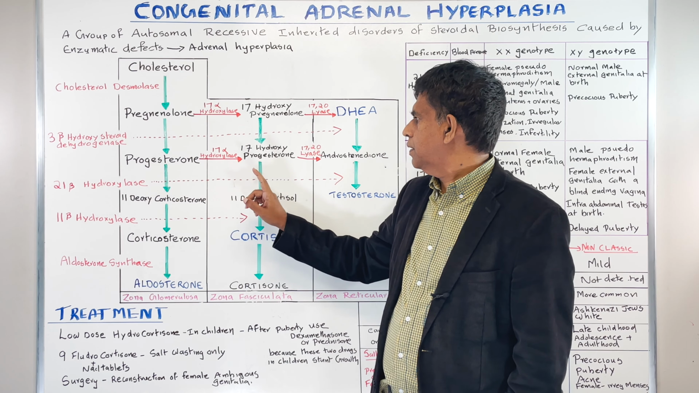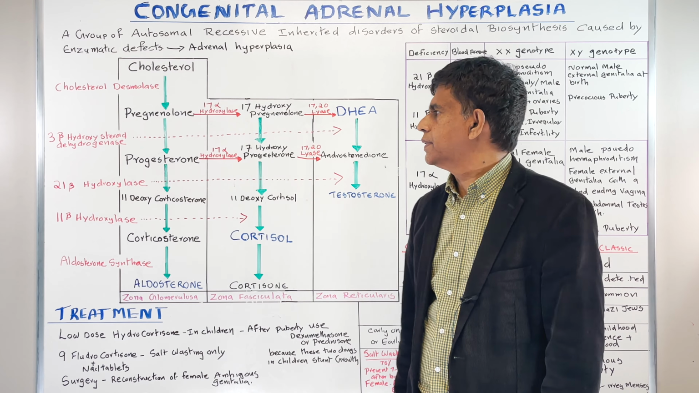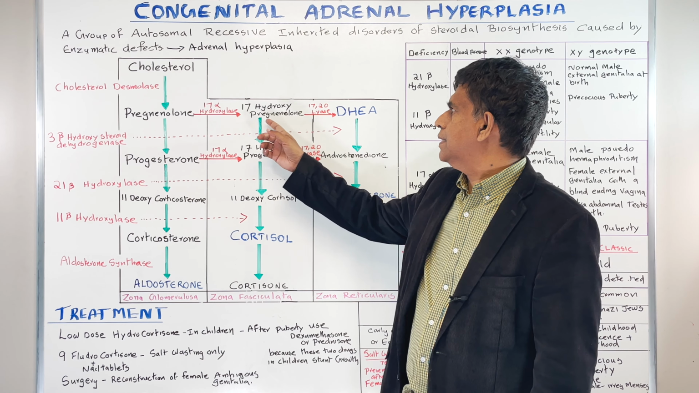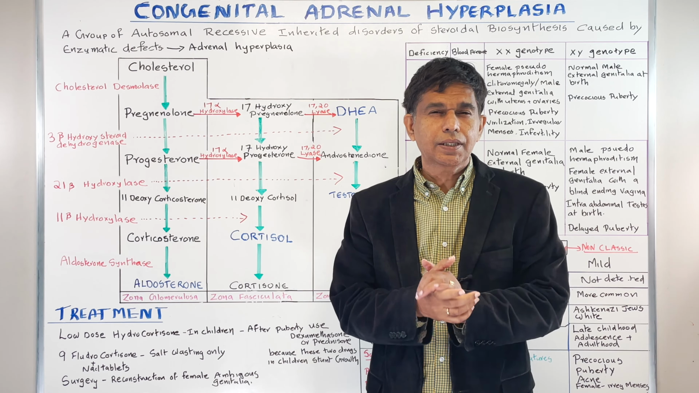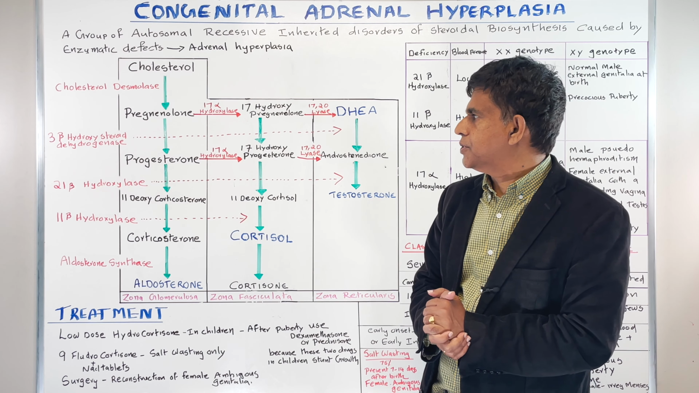We have 3 main enzymes completely gone. Okay? Which ones are they? 21 beta hydroxylase, my friend, and 11 beta hydroxylase, and then 17 alpha hydroxylase. Those are the 3 major anomalies in congenital adrenal hyperplasia. You need to know in and out how this works before we can go into the detail. Okay, so let's look at what happens.